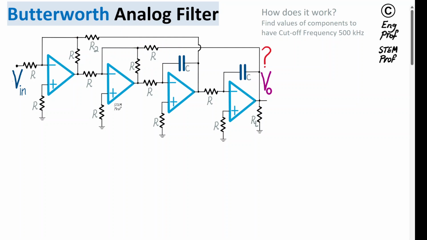We want to see how the circuit works and how we find the values of the components in the circuit so that we can achieve a target cutoff frequency, for example 500 kilohertz, which can be a different number depending on your target application.